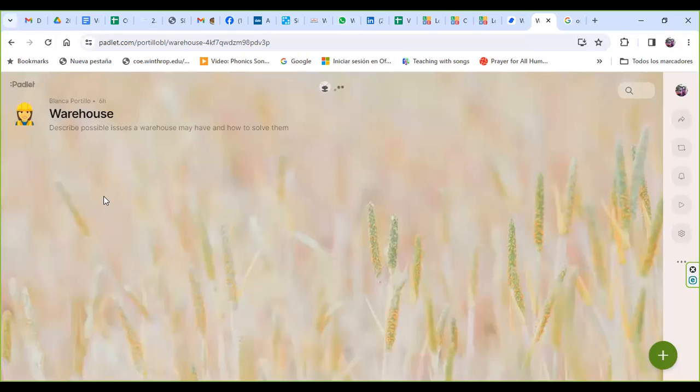So you will describe possible issues a warehouse may have and how to solve them. Similar to what we were discussing at the beginning of the conversation, besides the conversation, you also have some possible issues that could happen at a warehouse and what can be done. How can they be solved? Then you start editing. Maybe you can include your name so that we know whose comment that is. Because otherwise, I'm just going to have a lot of anonymous comments. Oh, by Fernando, that's right.